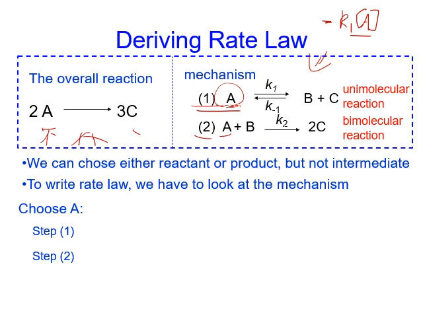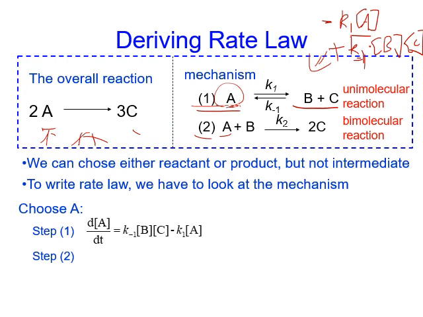Now the reverse reaction produces A. So the rate law for the reverse reaction is k minus 1 times the reactants, which are B and C, because for the reverse reaction B and C are the reactants. So B C times k minus 1. And this produces A, so it should be positive. So that's the first step, how A changes. The reverse reaction produces A, the forward reaction consumes A.